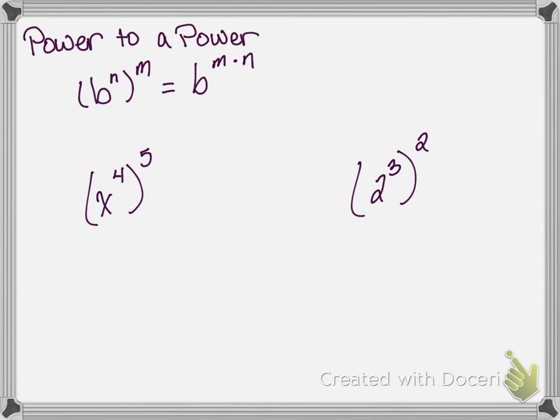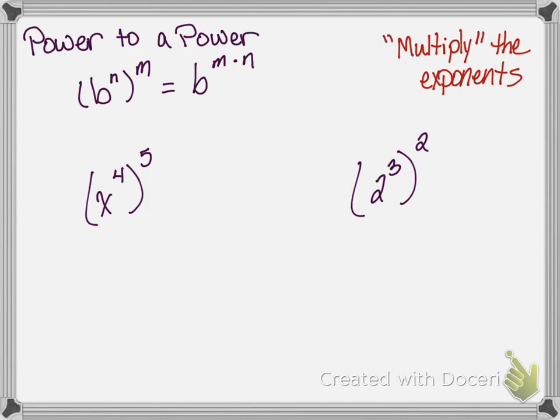Okay, our next one is a power to a power property. So what is happening here is I have an exponent with a base of b, and I am raising that to an exponent of m. Okay, so I am raising a power to another power. That's the power to a power property. And this property tells me that I multiply the exponents.